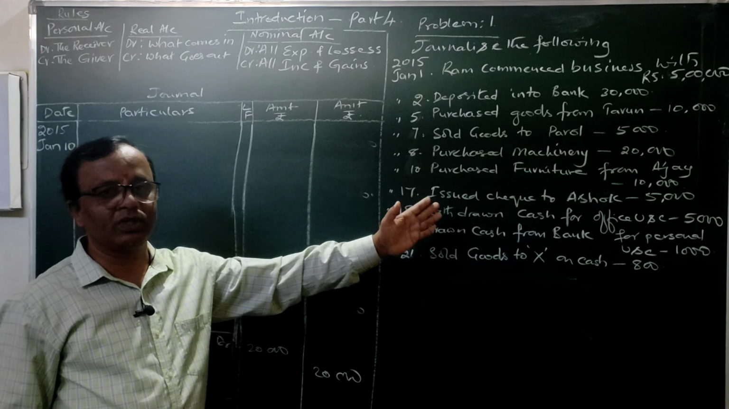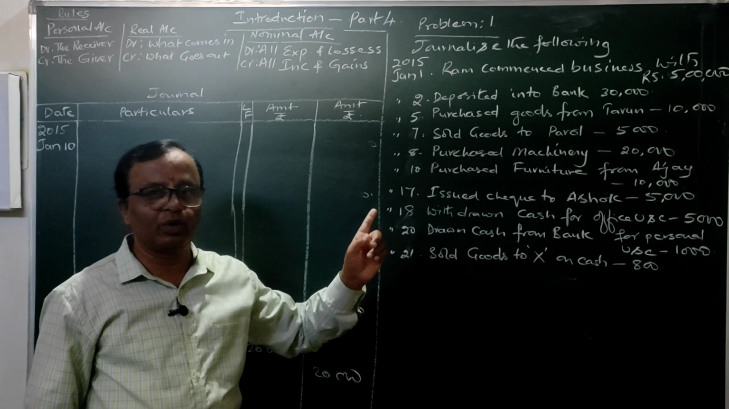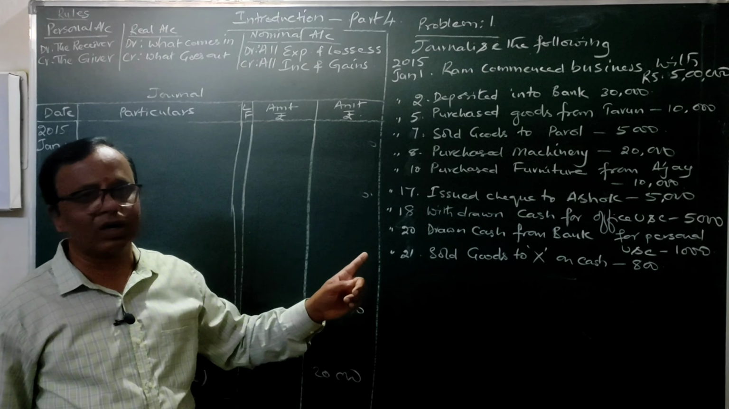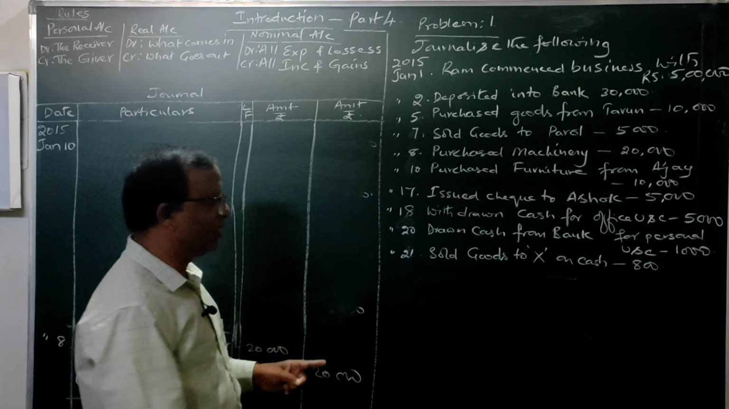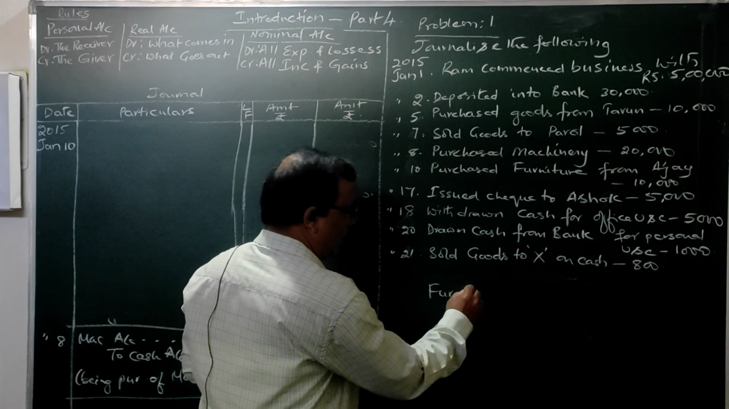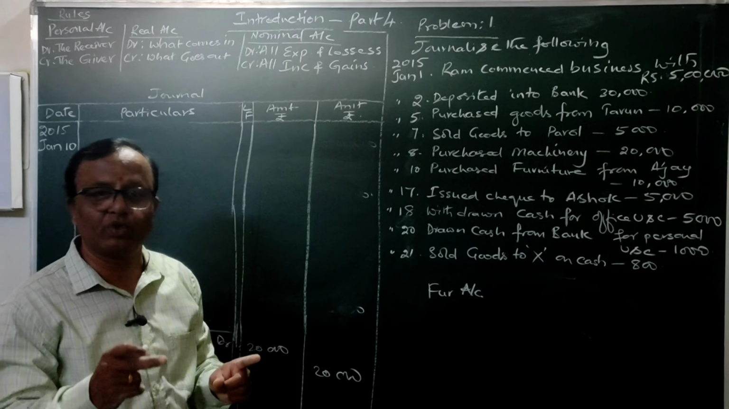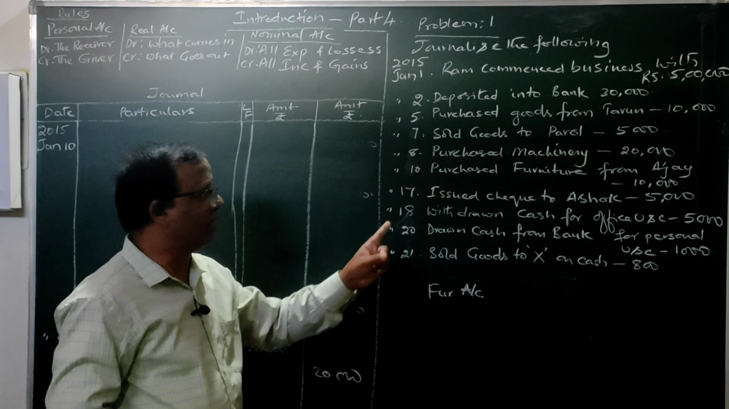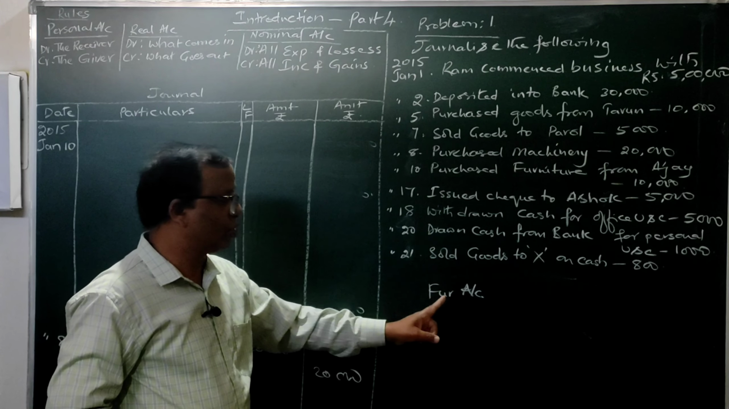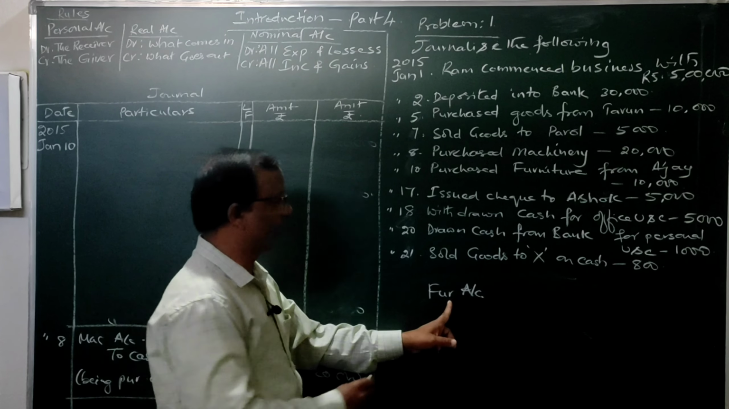What you have purchased? Furniture. Furniture is not your goods. So here purchase account will not come. Which account will be affected here? One is your furniture account, because when asset is purchased, asset account should get affected. When asset is sold, asset account should be affected there. So here you have purchased furniture. So one account affected will be furniture account.